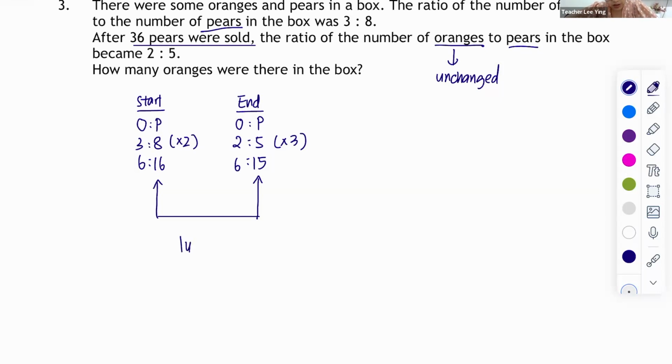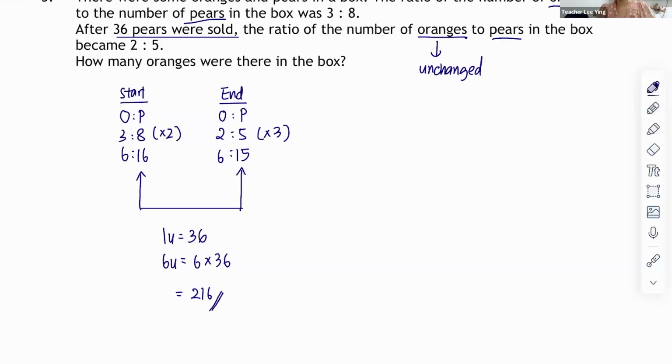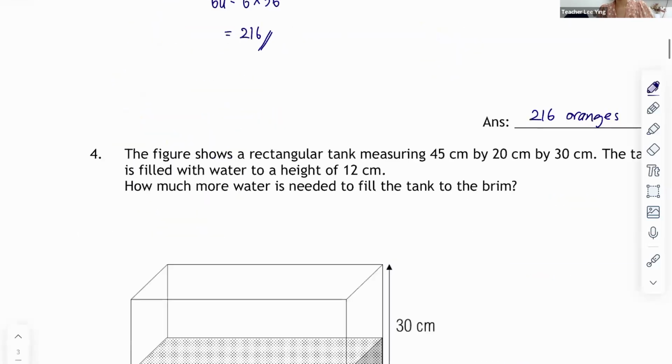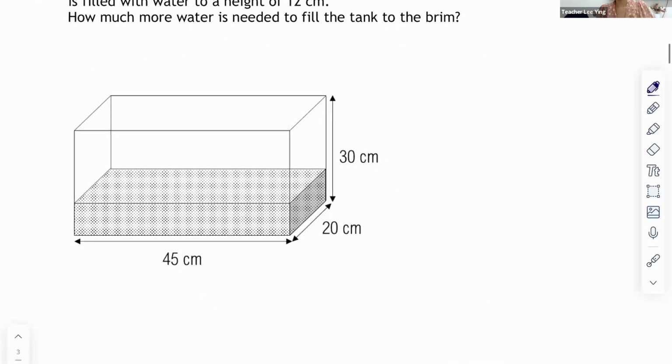So 1 unit is 36. How many oranges were there in the box? We are trying to find 6 units of oranges. So we take 6 multiplied by 36 to give me 216. So there were 216 oranges in the box at first. Let's move on to question 4.